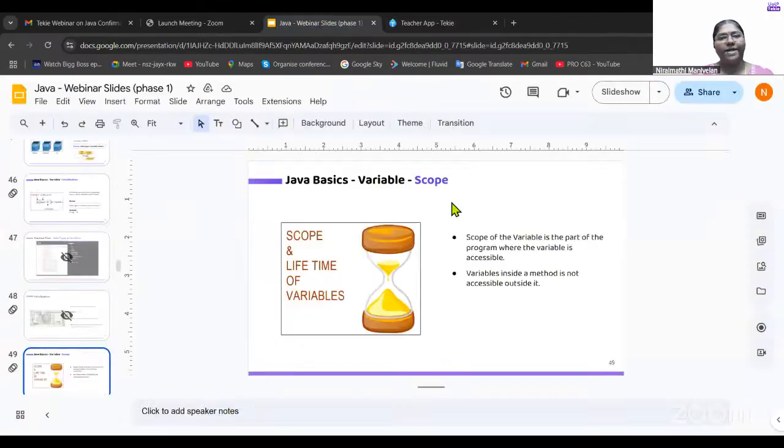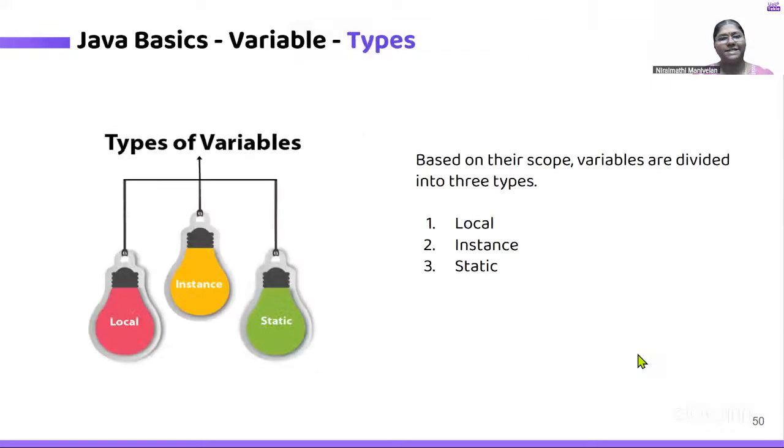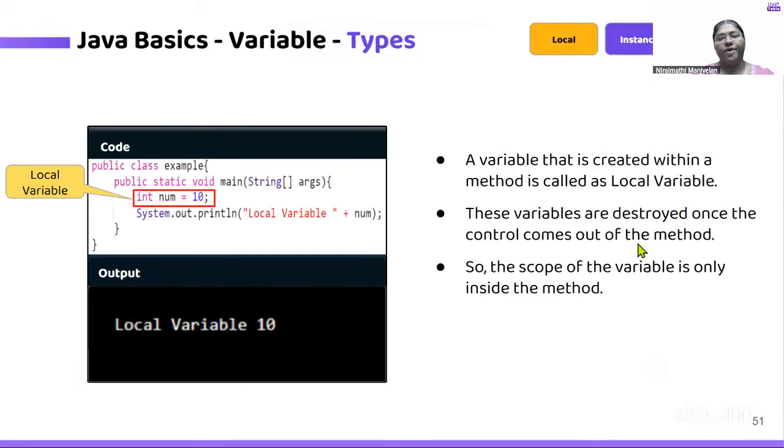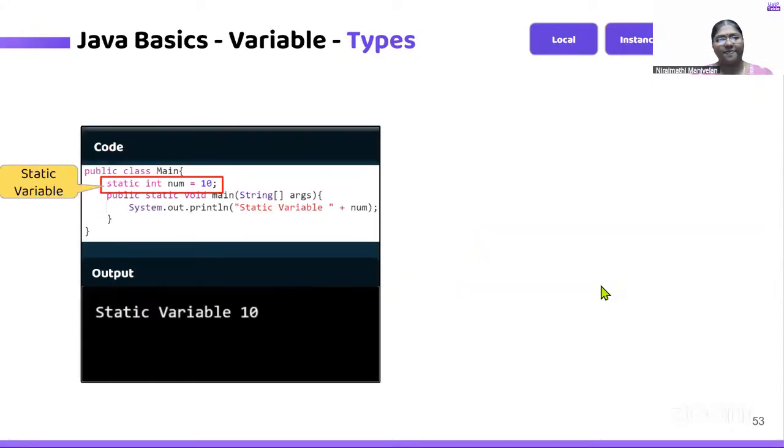So let's move ahead. Let's see what is the next that we have in our project. So local, instance, and static. A variable that is created within a method is called a local variable. It will be destroyed once the control comes out of the main method. An instance variable is created inside the class but outside the main method. It cannot be accessed directly. We need to create an instance or the object to access it.